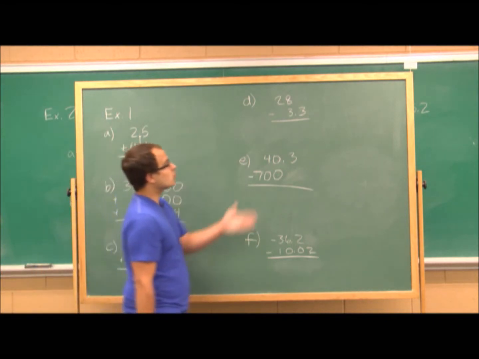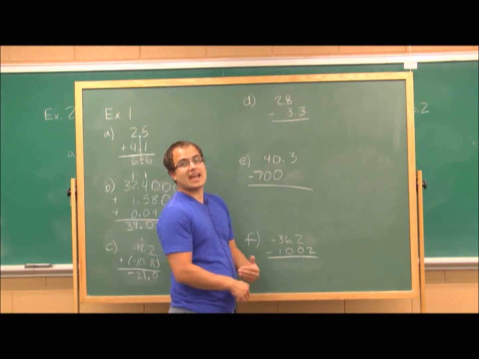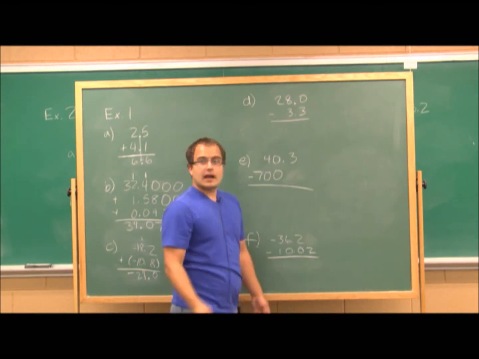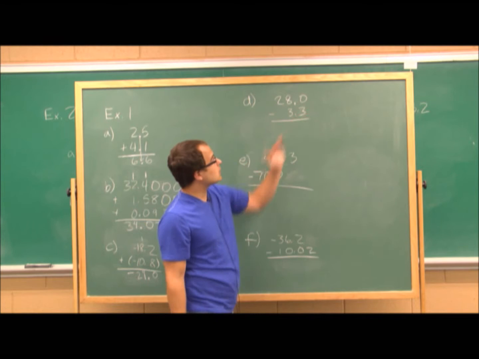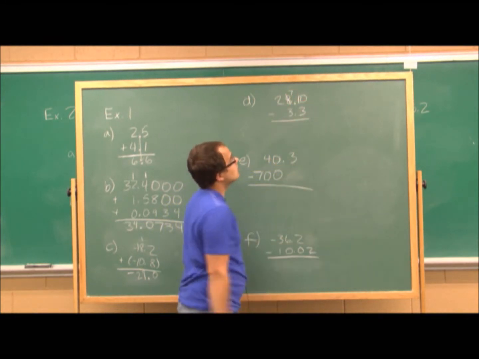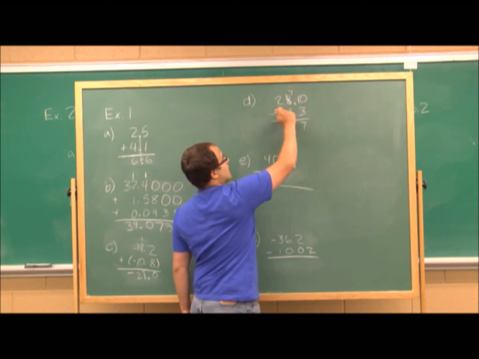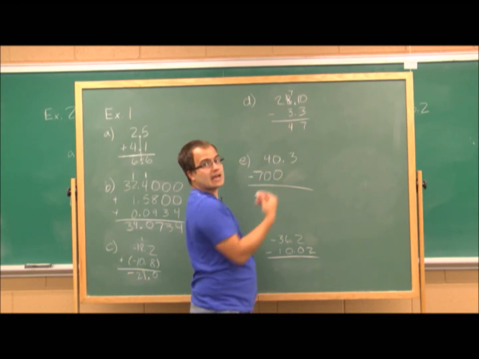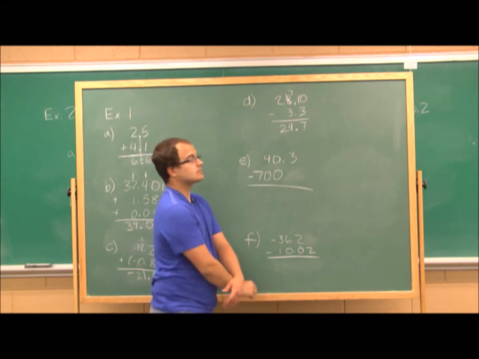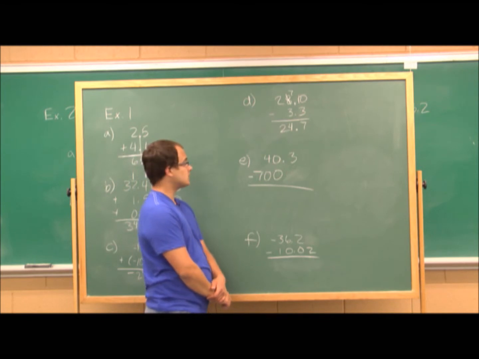Now on to part D. We have 28 minus 3.3. 3.3 has 1 decimal place, 28 has none. So I have to add 1 trailing 0. Now I'm just going to subtract them. Well, I can't take 3 away from 0, so I have to borrow from the 8. And then now 10 minus 3 is 7. 7 minus 3 is 4. 2 minus nothing is 2. And drop the decimal place. So the answer to part D is 24 and 7/10.